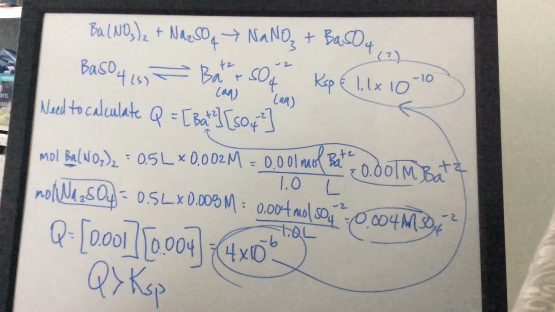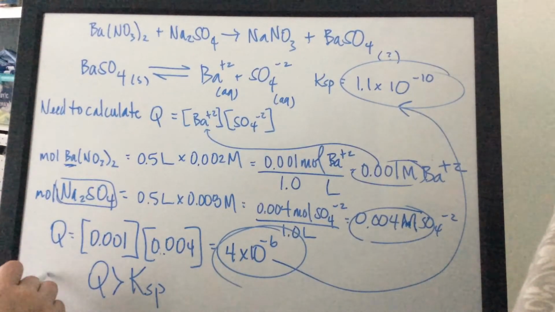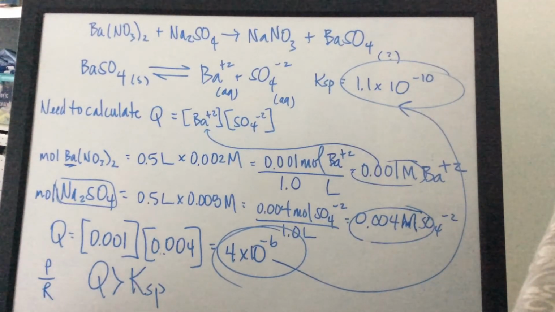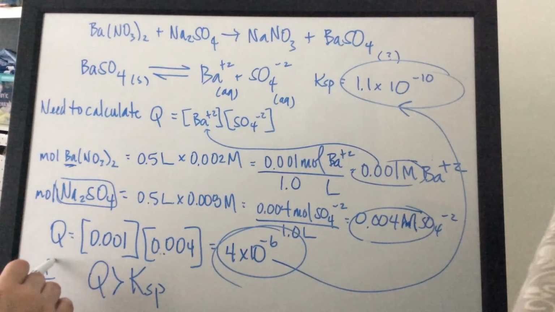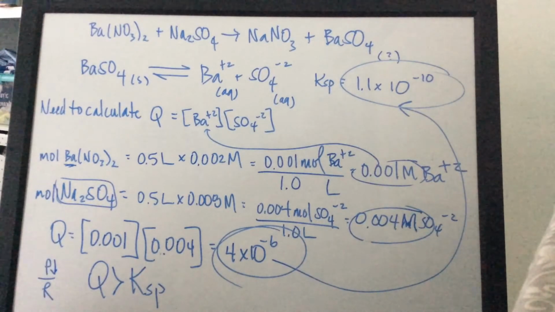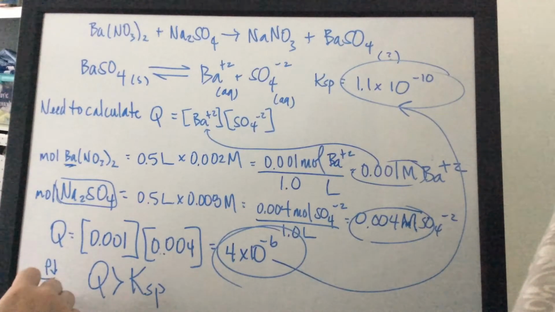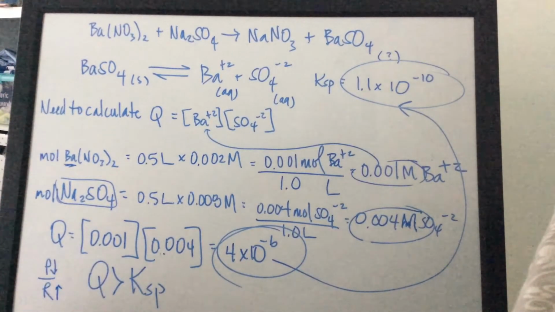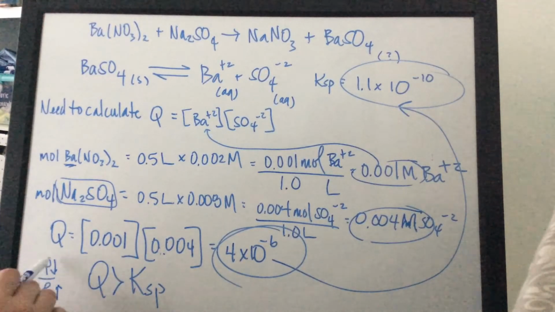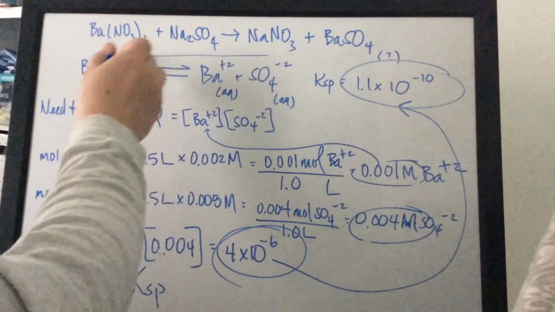Which means my Q value is too big, right? Remember, Q is products over reactants. So I need to lessen that. So I need to decrease my products and increase my reactants, right? So since Q is bigger than KSP, the only way I can increase my reactants and decrease my products is if I shift this reaction this way.